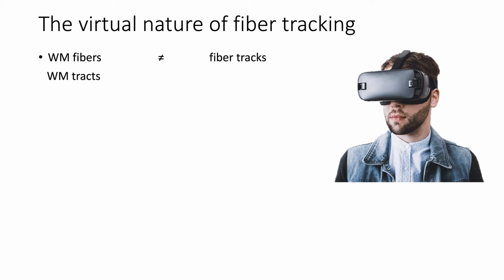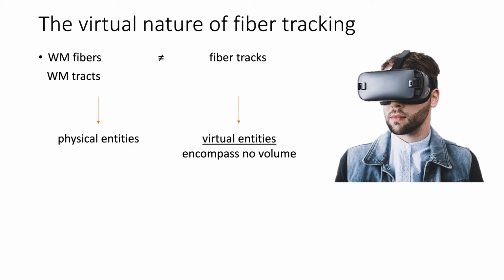At this point, it should be clear that fiber tracks are not to be confused with the actual white matter fibers. While the white matter fibers in our brain are physical objects, fiber tracks or streamlines obtained with fiber tracking are virtual entities that encompass no physical volume and that are related only indirectly to the nerve fibers. For the same reason, and for the reasons outlined in this presentation, the terms connectome and tractogram should not be interchanged freely without proper context.